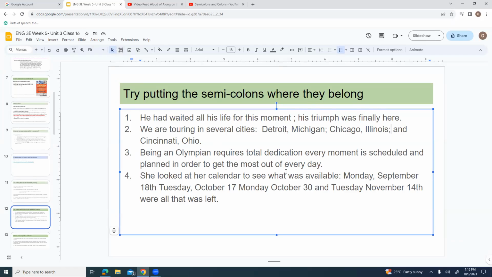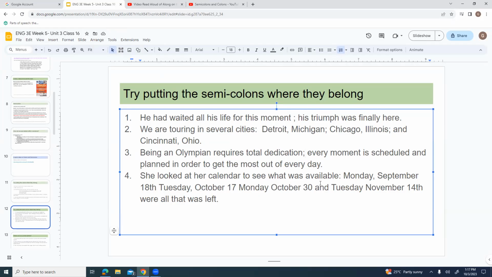Being an Olympian requires total dedication. Total dedication. That right there, that's the end. And then just to check, every moment is scheduled and planned in order to get the most out of every day. Yeah, okay. So that's where my first sentence ends. And so we're using the semicolon to join two sentences.